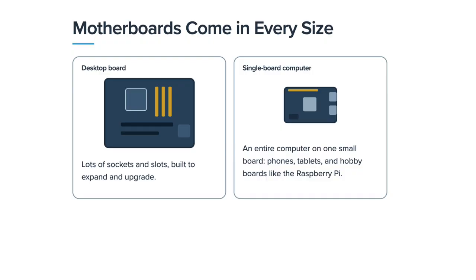Motherboards are not one size fits all. On the left is a desktop board. There are lots of sockets and slots built to expand and upgrade. If you want more memory or a better graphics card, you can do that. There's a slot waiting. On the right is a motherboard of a single board computer. This is an entire computer on one small board. That's what's inside phones, tablets, and hobby boards like the Raspberry Pi. Same idea, just a smaller package.